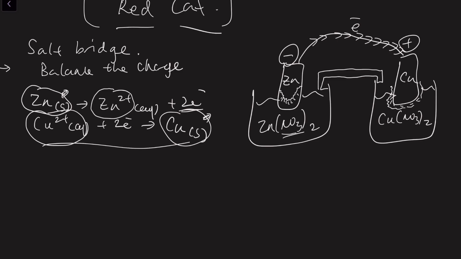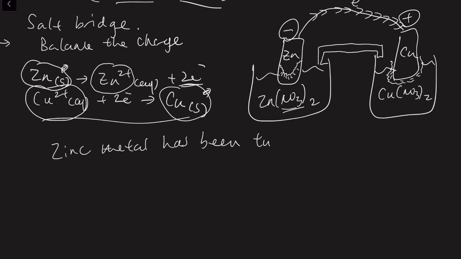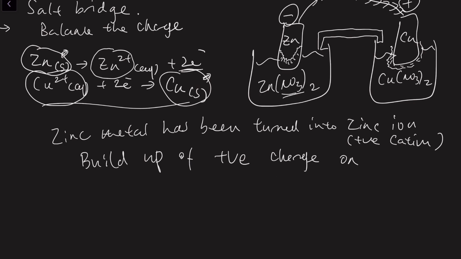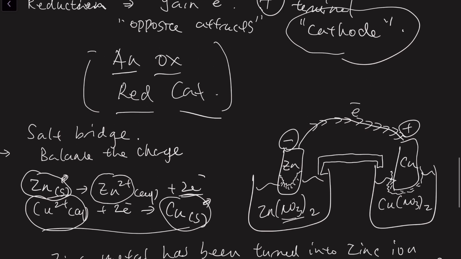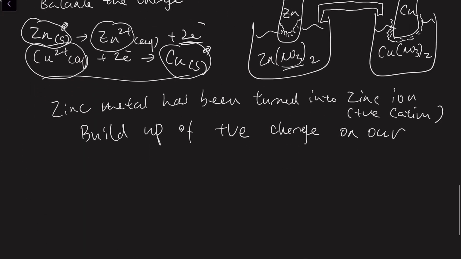So a problem immediately occurred. Since zinc metal has been turned into zinc ion, which is positively charged, we have a buildup of positive charge on our, remember what is the name of this? We are undergoing oxidation here, so it is called anode.